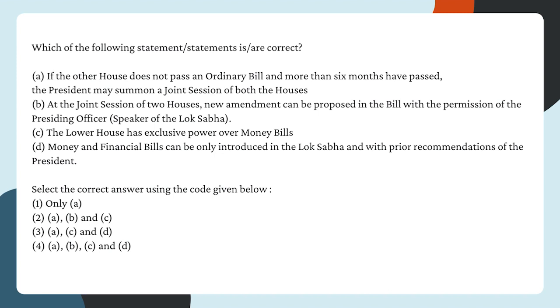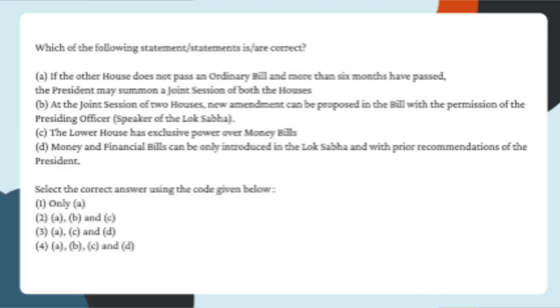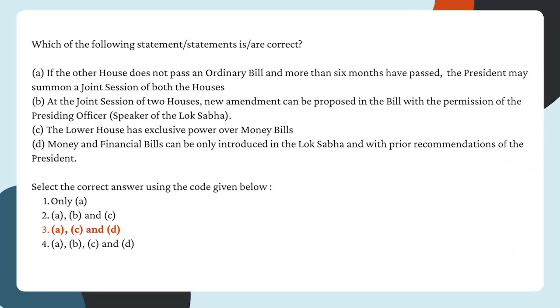Statement B says that at the joint session of the two houses, a new amendment can be proposed in the bill with the prior permission of the presiding officer, which is the Speaker of the Lok Sabha. So no, this statement is not the correct one, as in a joint sitting, any new amendment cannot be proposed in the bill except those that have been passed by one house and refused by the other. Statement C says that the lower house has exclusive power over the money bills. Yes, this is the correct option. Statement D, that the money and the financial bills can only be introduced in the Lok Sabha and with the prior recommendation of the President. So yes, this is also the correct statement. Hence, option number 3 is the correct answer.